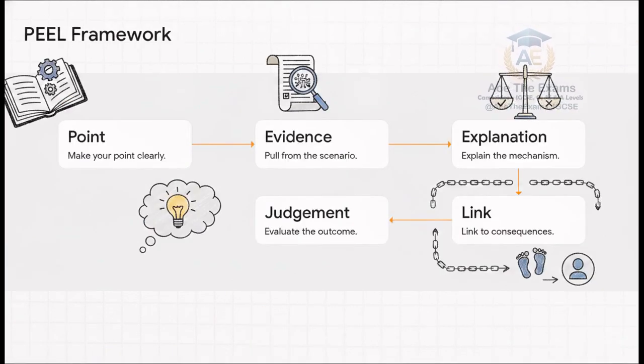So how do we actually translate those 4 study prompts onto the real exam paper? We use the ultimate Cambridge IT response framework: point, evidence, explanation, link, and judgment. It's like a formula for success. You make your point clearly. Then, you pull evidence directly from the scenario they gave you. Next, write out an explanation of the technical mechanism. After that, you link it back to the specific practical consequences for the user or the organization. And finally, if it's an evaluation question, you drop your judgment. This layered style is exactly what the mark schemes are begging for.